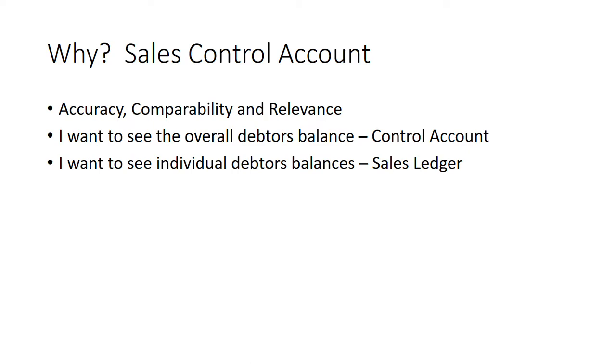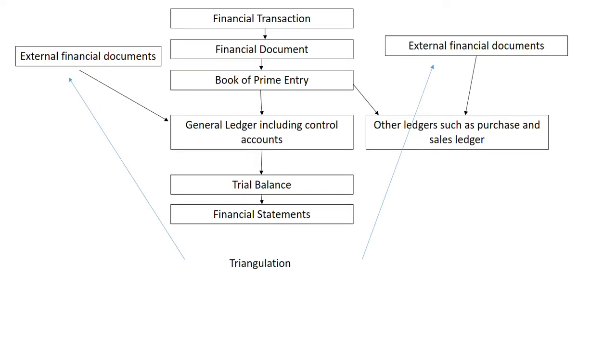But I also want to see the individual debtor balances. Now this isn't something different. If we go back to this chart here, this is where the control account is, in here. This is where the big number is, the total of it all. But this separate one, in this case the sales ledger, has all of the individual amounts, the individual customer balances.